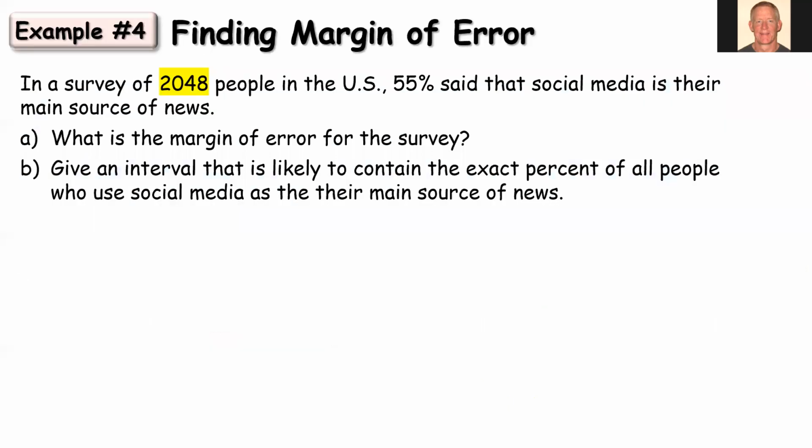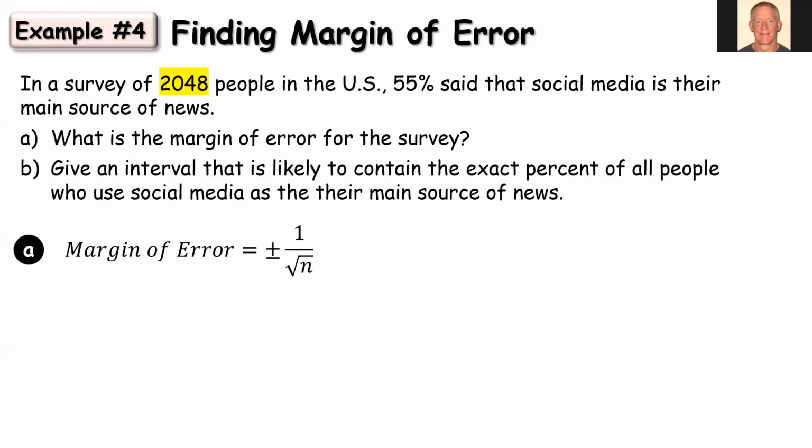All right, let's do one example together here. In a survey of 2,048 people in the US, 55% said that social media is their main source of news. So what is the margin of error for the survey? That's the first thing we want to find. And then second, give an interval that is likely to contain the exact percent of all people who use social media as their main source of news.